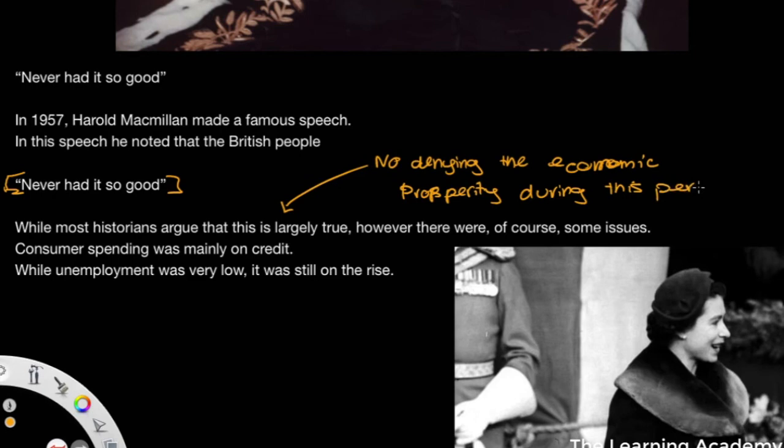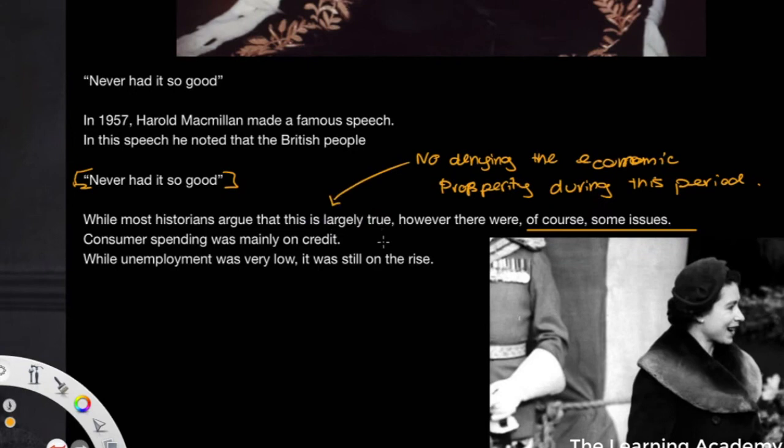There were issues. As we have just noted with the policy of buskalism, there were definitely issues, okay? And there were issues with the economy more generally. So, for example, consumer spending was mainly on the basis of credit, okay? While at the same time, the fact that unemployment was very low was seen as a positive aspect of the British economy. However, it was remaining low, but it was still continuously moving up. It was increasing at a steady rate.